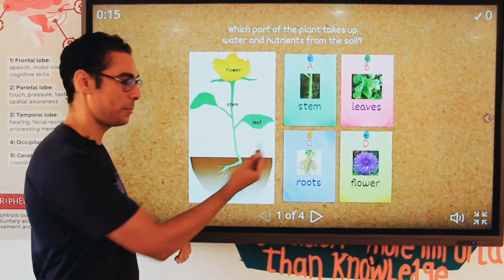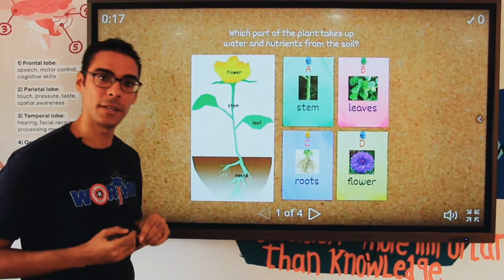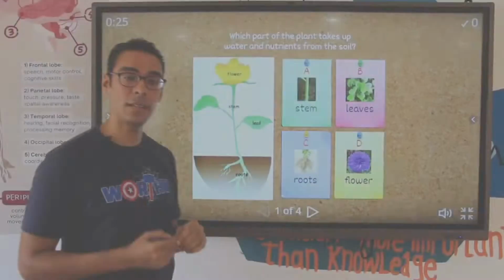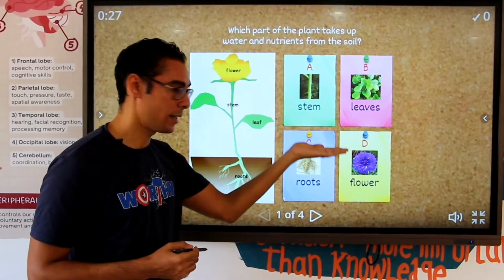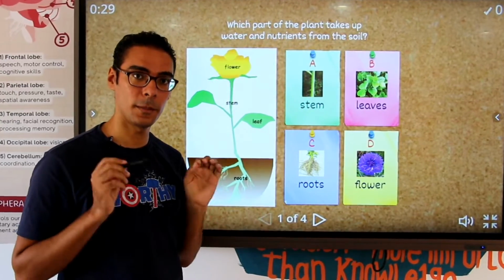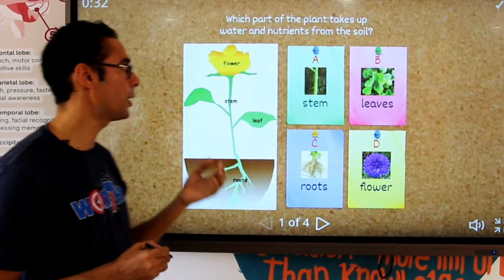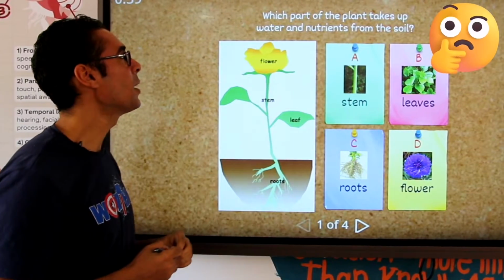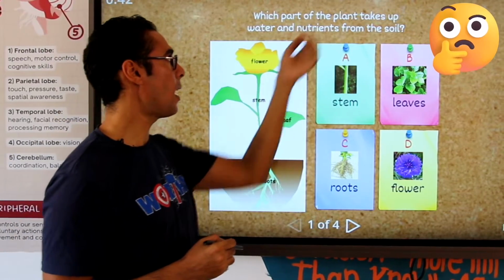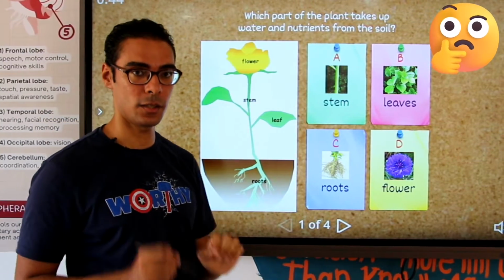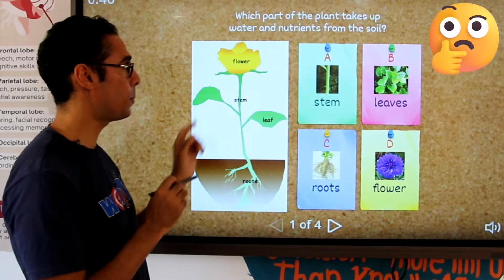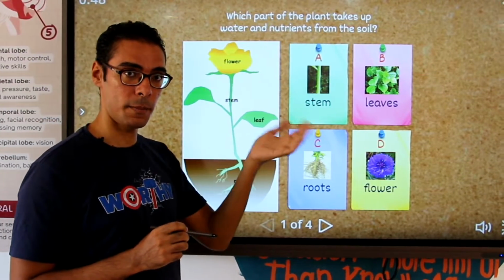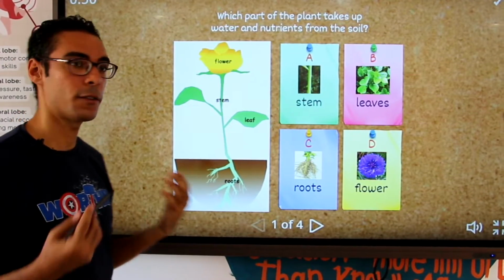In this diagram, some questions will appear at the top of the screen. You're going to find the answer to this question there. One of these answers might be the probable and correct answer for this question. So let's read them and answer. The first one: which part of the plant takes up the water and nutrients from the soil?